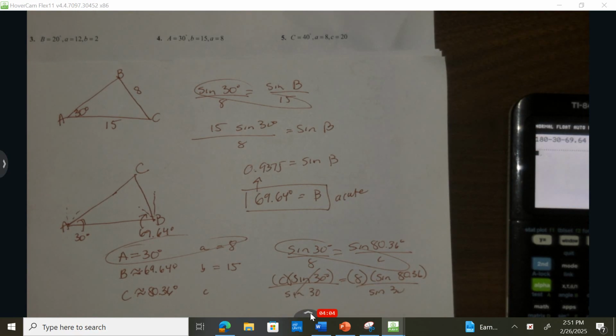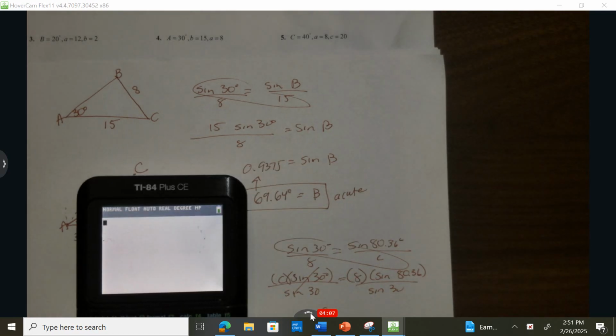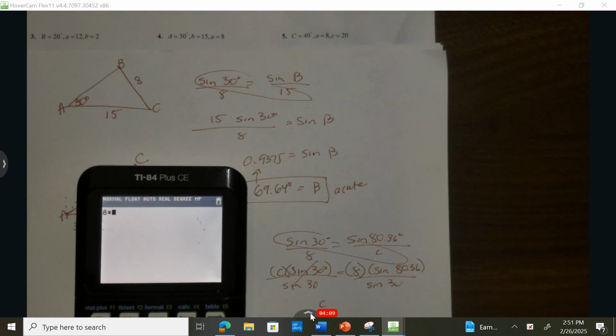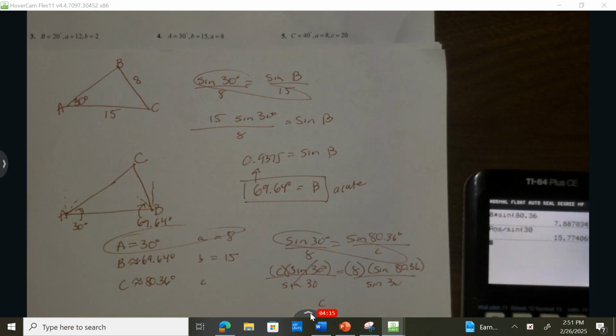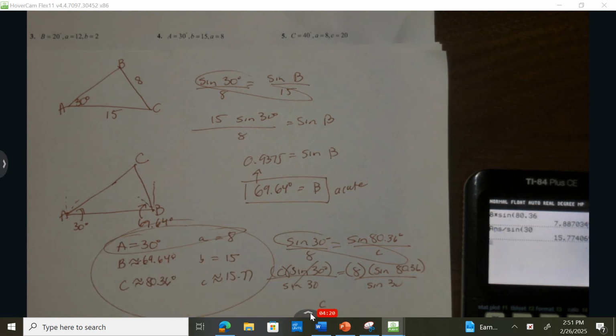I'm going to push this up in just a second. All right, let's grab this right now so we can see this. We have 8 times the sine of 80.36, get an answer, and then divided by the sine of 30. All right, so I believe that this is approximately 15.77. This is one triangle. That is the case. This is acute.